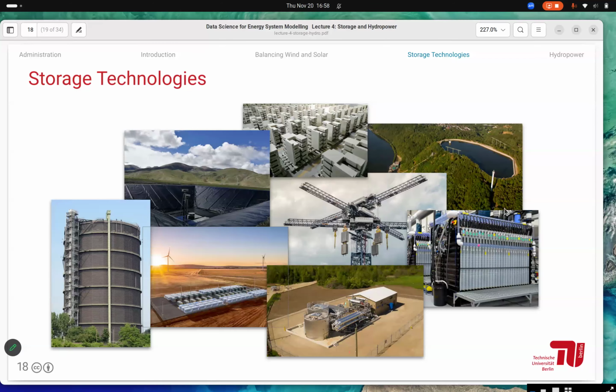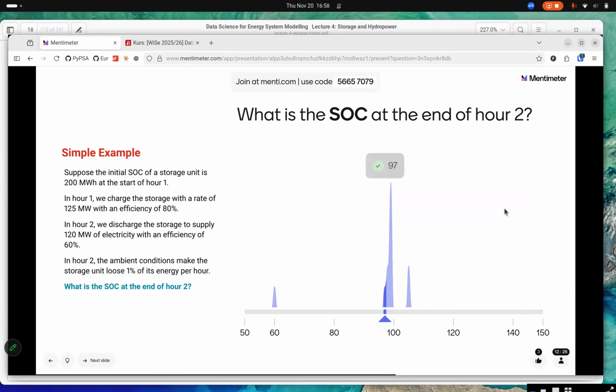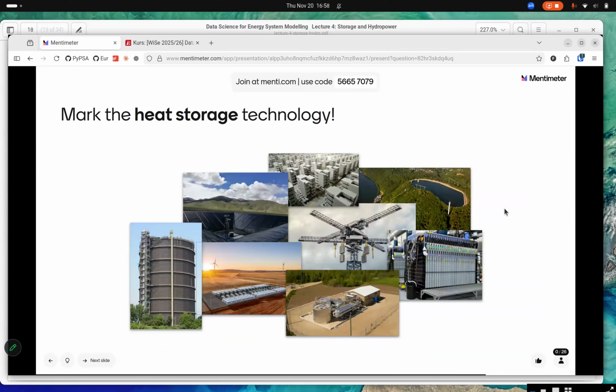Okay, so I have here a picture of different storage technologies. And not sure if you know all of them. Not sure I know all of them anymore. But I have one task for you to pick the heat storage technology. And I think it's set up in a way that you can just kind of point somewhere on this image. There's a couple of different storage technologies. Each of them represents one. And there's at least one heat storage technology in there.